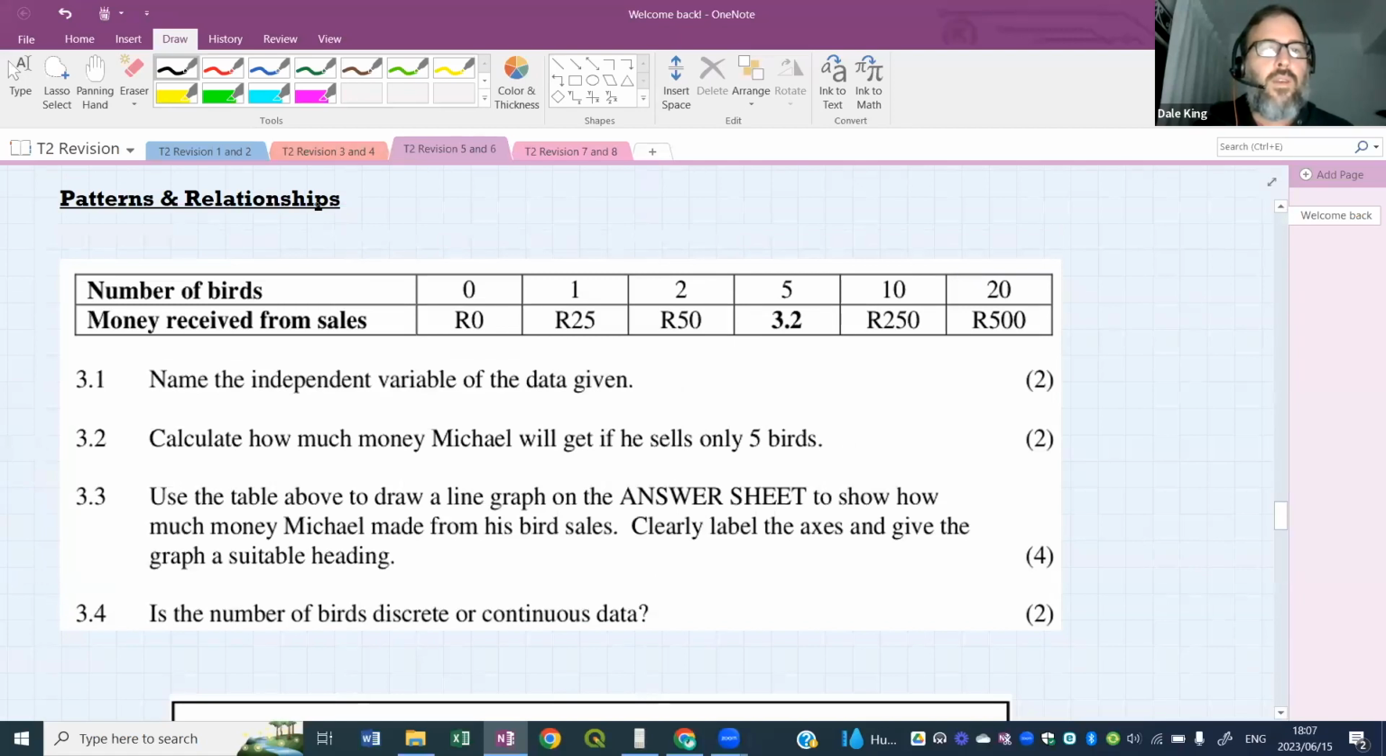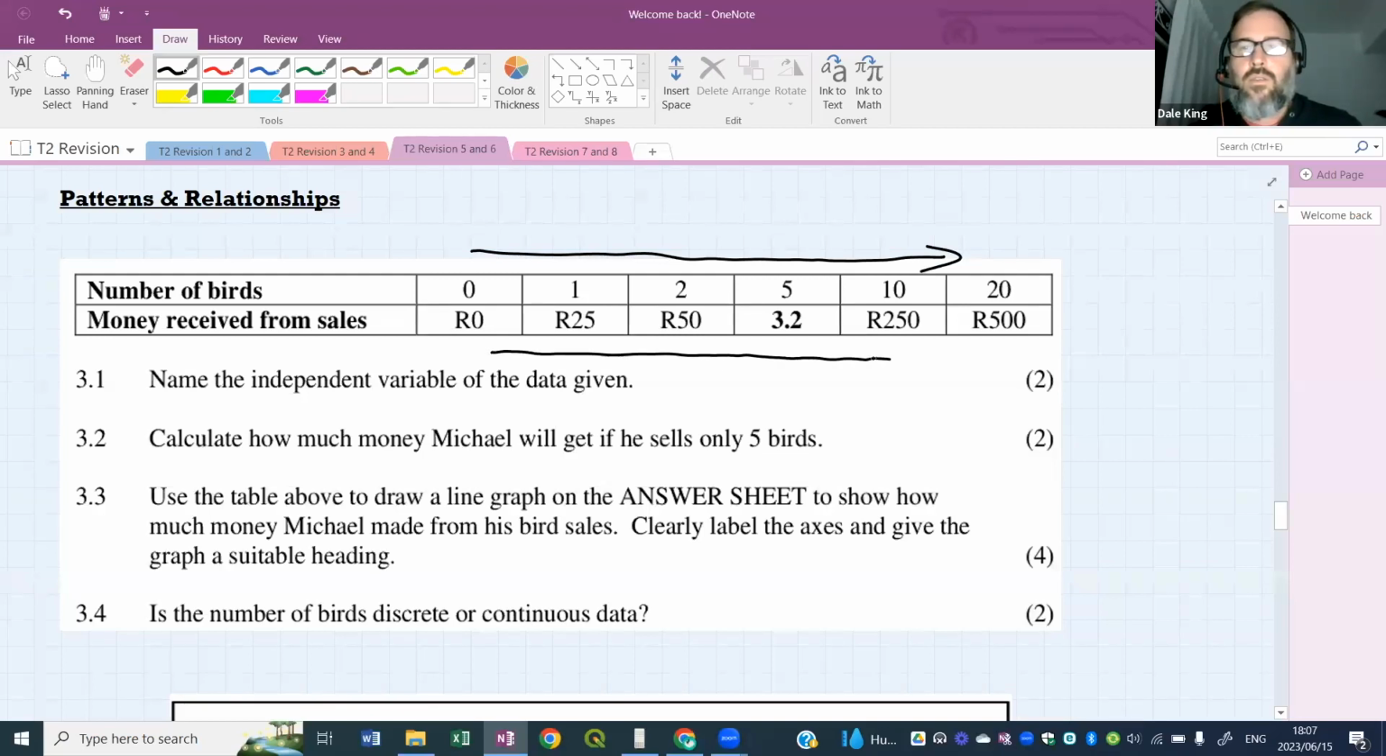Who can tell me, before we even start answering these questions, what type of relationship is this? We learned about patterns in relationship in term one. We learned about line graphs. We haven't got a graph in front of us, but we can look at the table and tell what kind of relationship this is. I see that the number of birds is increasing from left to right, and the rand value is also increasing from left to right.